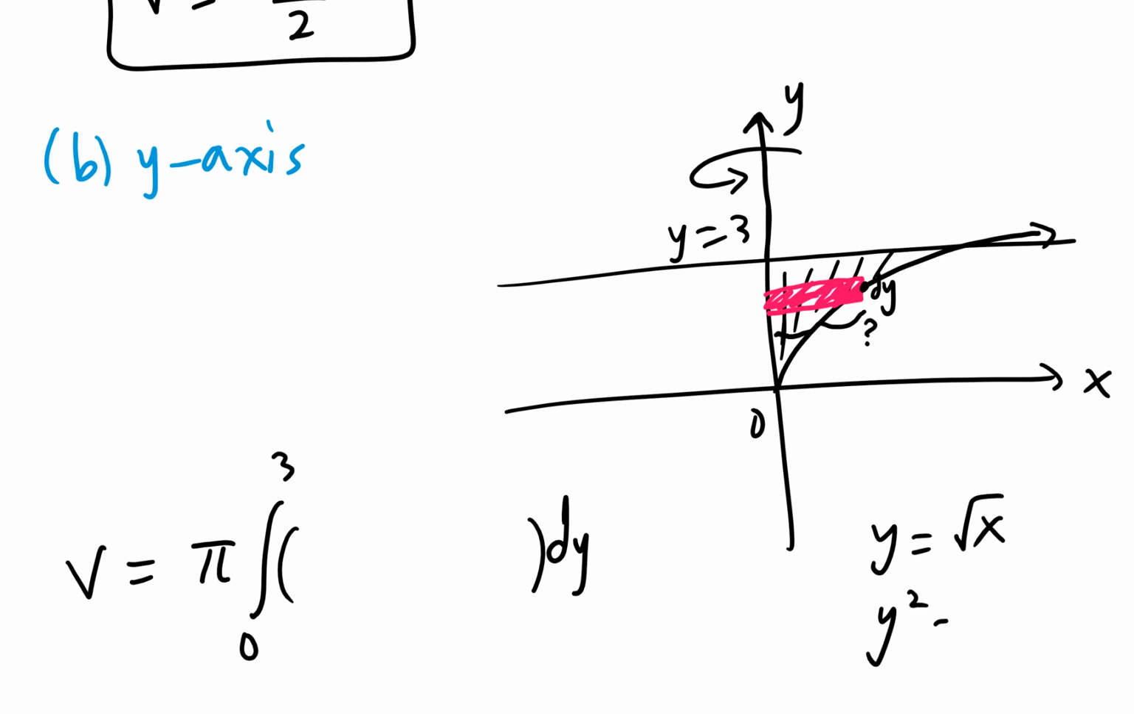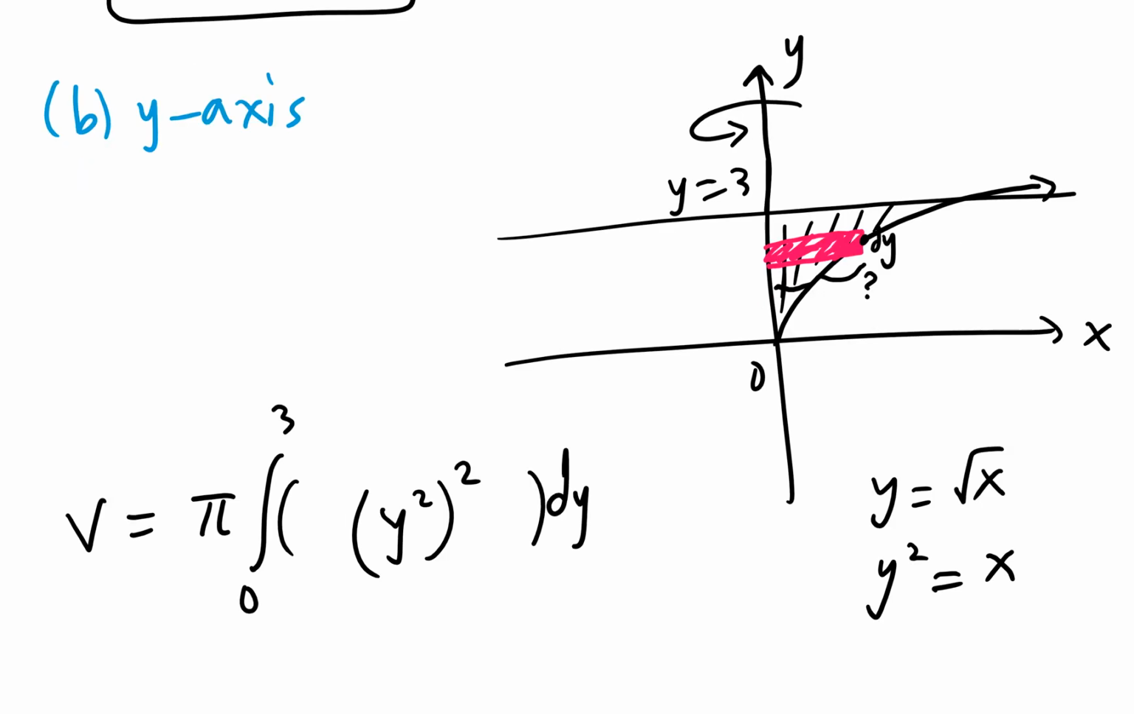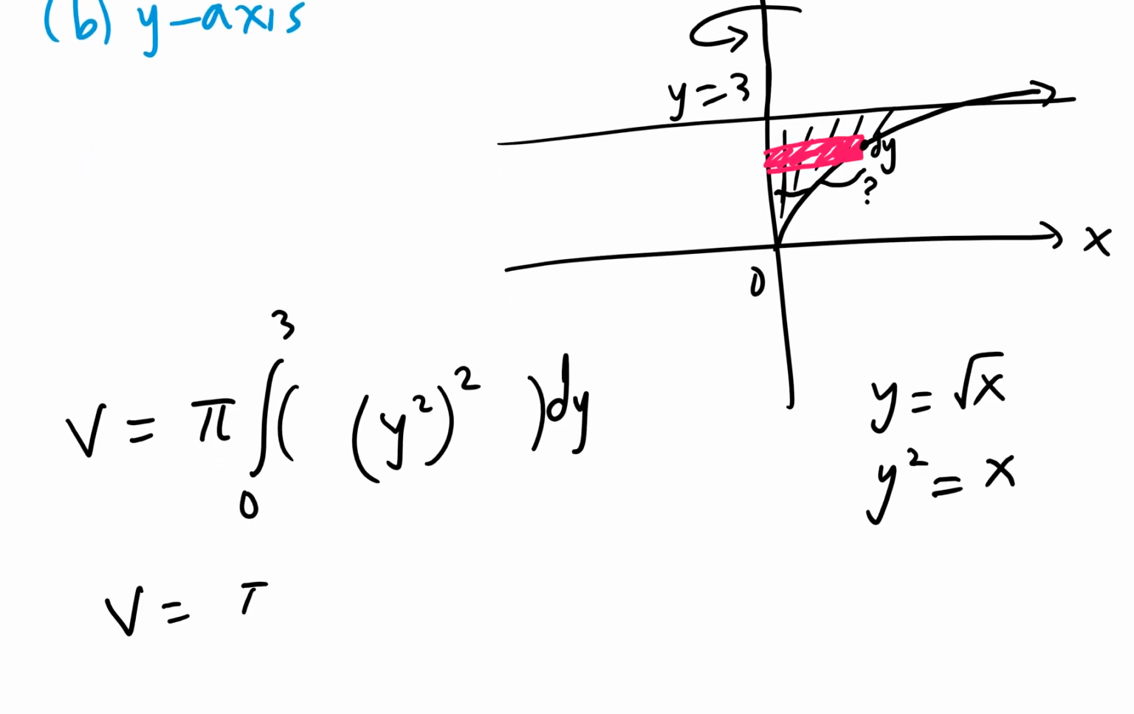So if I square both sides and solve for x, it's going to be x equals y squared. And then you can easily integrate this by first expanding it, multiplying it out, and finishing it up to get 243 pi over 5.